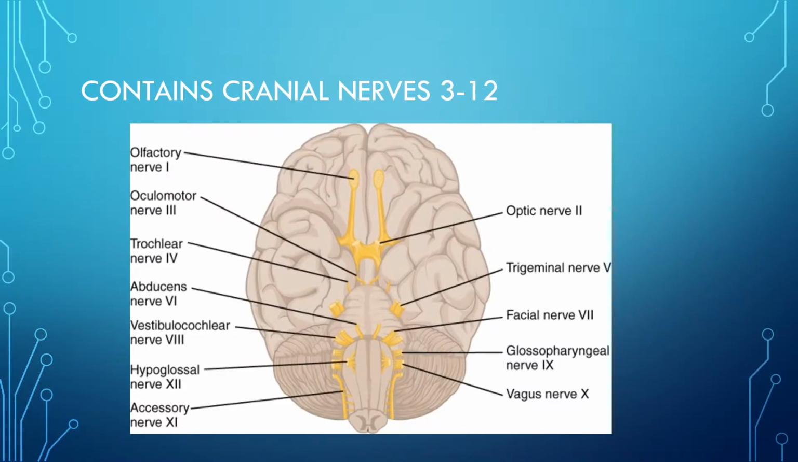The brainstem contains cranial nerves 3 through 12. This includes trochlear, abducens, vestibulocochlear, hypoglossal, accessory, trigeminal, facial nerve, glossopharyngeal, and vagus.